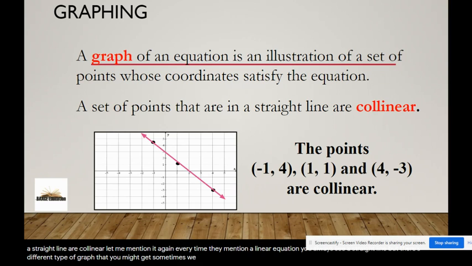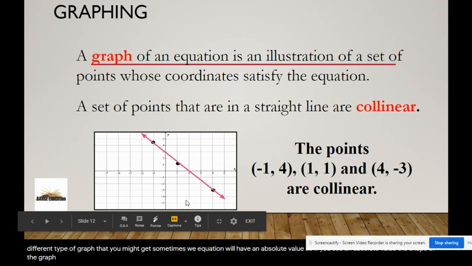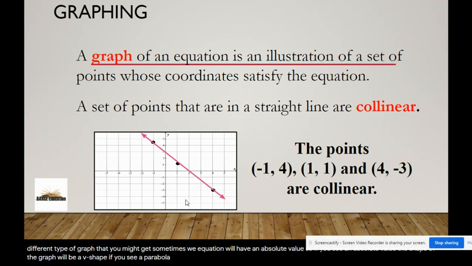Sometimes the equation will have an absolute value. If you see an absolute value, the shape of the graph will be a V shape. If you see a parabola, or sometimes we will see x squared, the shape of the graph will be a U shape. So those are the different types of graphs you might see. Those are the basic stuff so far.